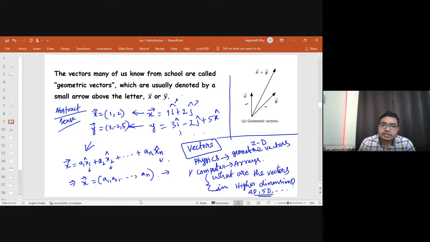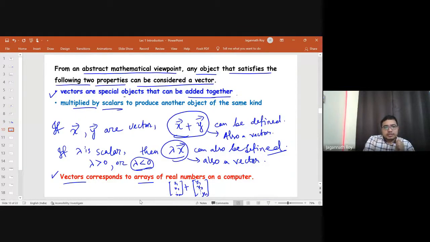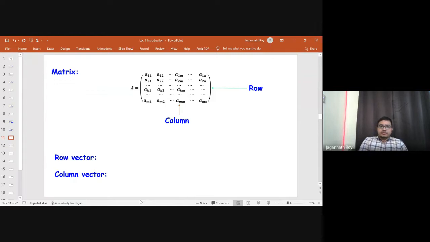But for mathematicians, vectors are objects that satisfy these two properties. Any object. Because we are generalizing the concept, these vectors are very closely related to the matrix. Suppose this is an m by n matrix.